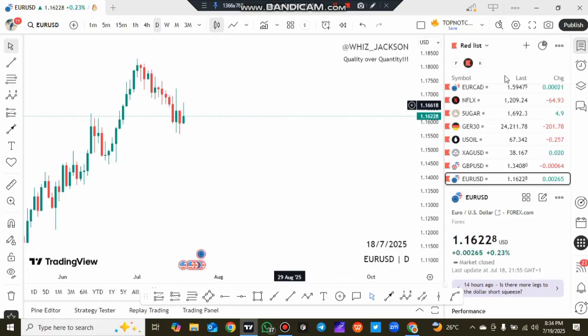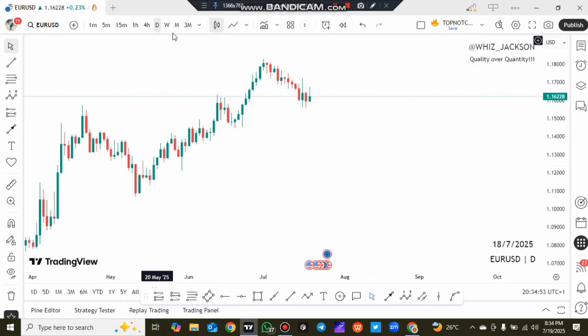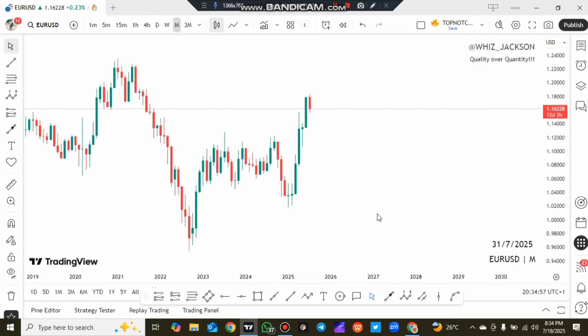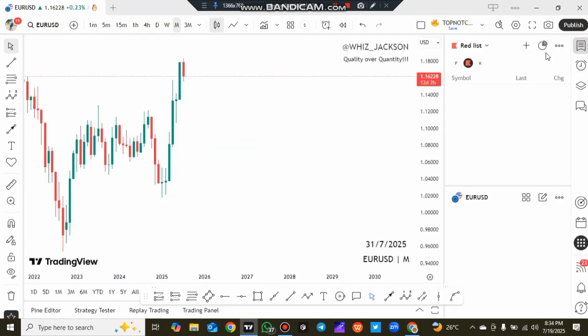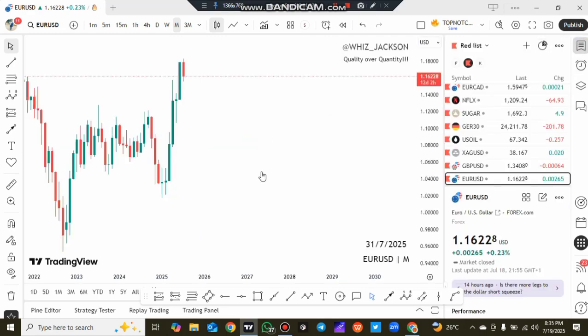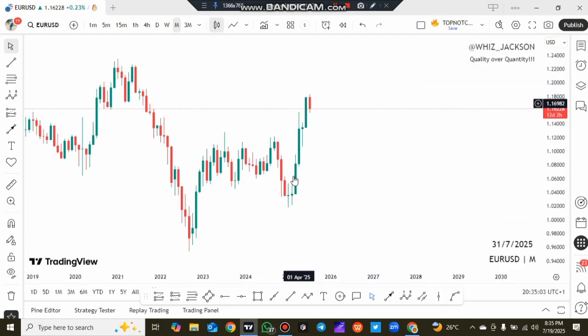First thing I do, once I open the chart, I go to the monthly time frame. Here on the monthly time frame, I can already see that this market is strongly bullish. How many candles have closed bullish? 1, 2, 3, 4. Four candles showing some momentum strength. With that being said, I already envisage that this market is coming to this level.